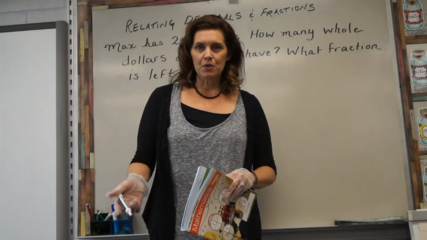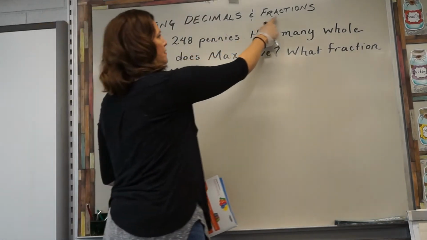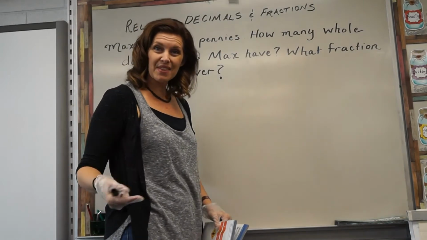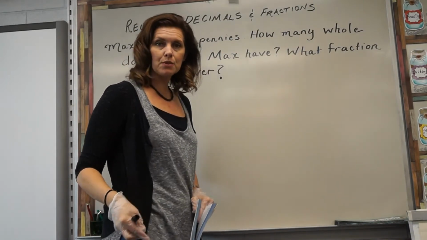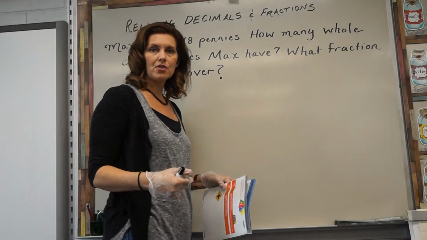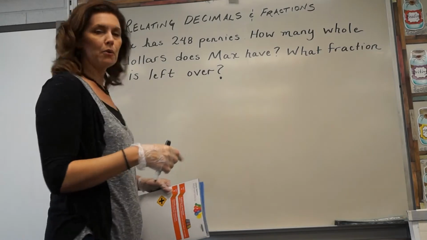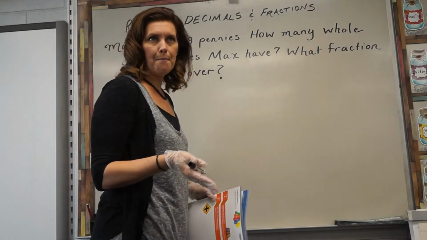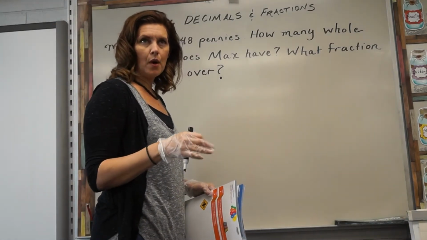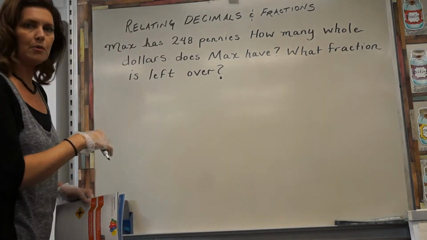Hey everybody, so this week's math lesson is going to be about relating decimals and fractions. So we talked about tenths and hundredths last week, where when you have a fraction over 10, it's out of 10 parts. Fraction over hundredths, it's over 100 parts. So today we're going to do a little bit of relating money so that we can see how decimals work. So we'll get started with this one problem.